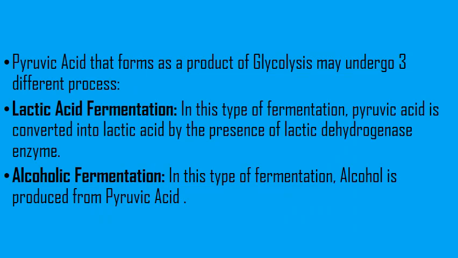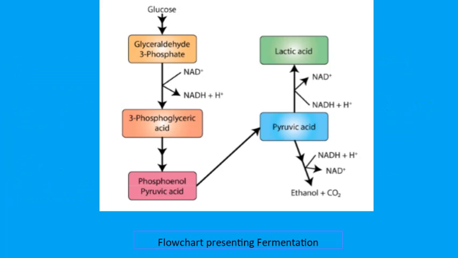Pyruvic acid that forms as a product of glycolysis may undergo three different processes. Lactic acid fermentation. In this type of fermentation, pyruvic acid is converted into lactic acid by the presence of lactic dehydrogenase enzyme. Alcoholic fermentation. In this type of fermentation, alcohol is produced from pyruvic acid. This is glucose, glyceraldehyde, 3-phosphoglyceric acid, phosphoenol pyruvic acid, then pyruvic acid, it goes into ethanol and then lactic acid.